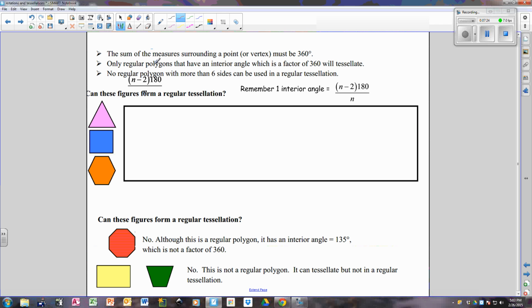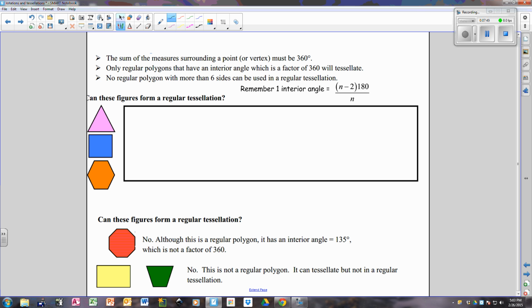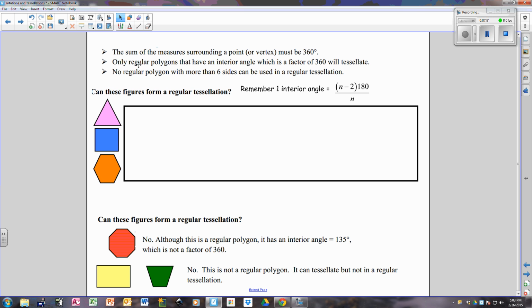All right, so this is how you're going to find out if a figure will tessellate. So I have a triangle, a square, and a hexagon, and I'm just going to test. You have to use this formula because it all depends on this interior angle right here, okay? So everything is going to depend on that interior angle.